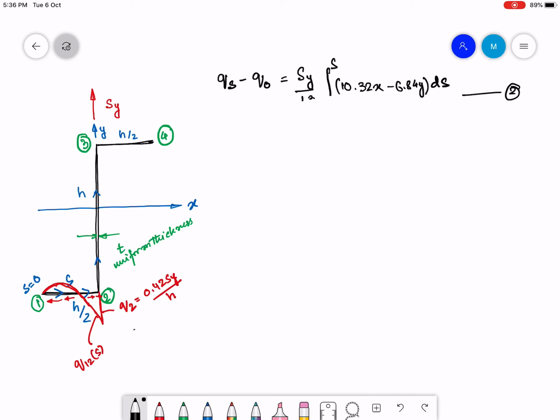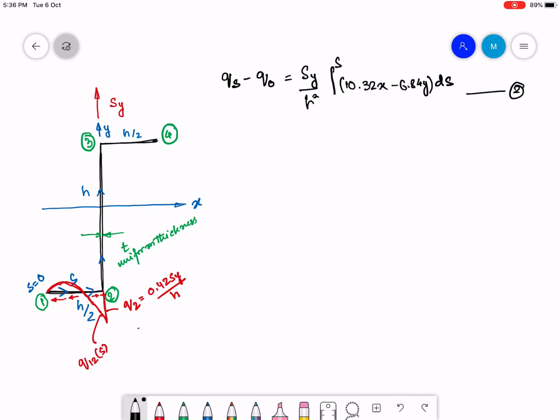This I would need. Okay, now let me see for web. So I'm not now going to be considering this portion. So this portion between 2 and 3, so S is in this direction. For this portion, S is going to lie between H to 0. Okay, 0 at 2 and H at 3.